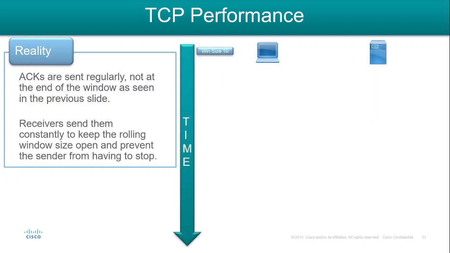But once again, reality is a little bit different. ACKs typically don't get sent at the maximum size of the window, because it's kind of a bad thing if you're sending data and then all of a sudden you're forced to stop because you have this super small window size. Instead, what happens a lot of times is the destination will constantly send ACKs as it's receiving the data in order to constantly keep that available window size free.